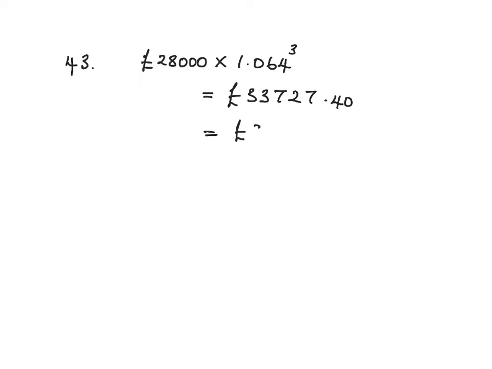So £28,000 multiplied by 1.064 to the power of 3 gives us, to the nearest pound, £33,727.